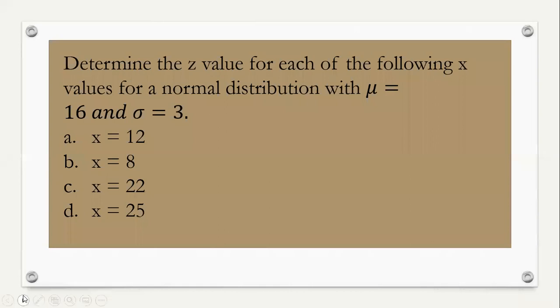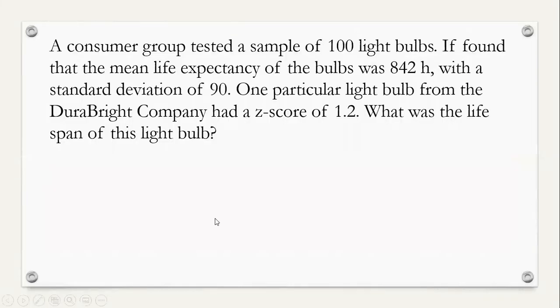Let's proceed to the next slide. I have here a real life problem, a real life example. A consumer group tested a sample of 100 light bulbs. It found that the mean life expectancy of the bulbs was 842 hours with a standard deviation of 90. One particular light bulb from the Dura Bright company had a z-score of 1.2. What was the lifespan of this light bulb?